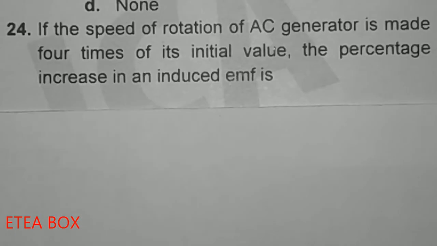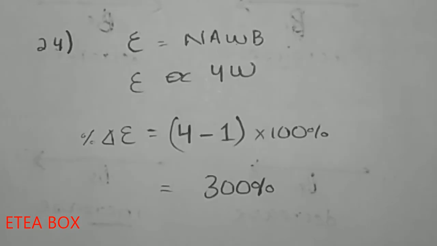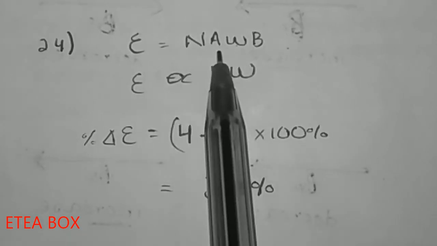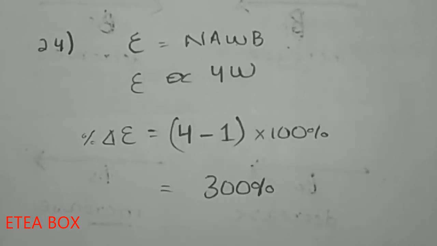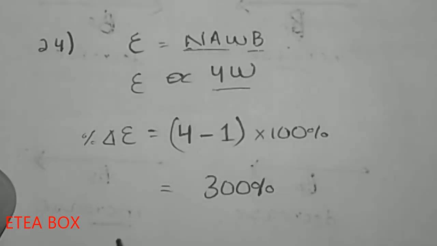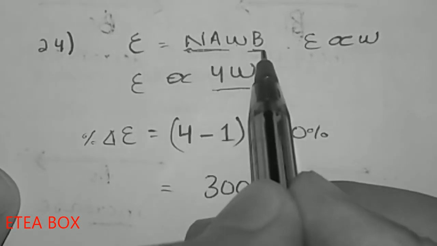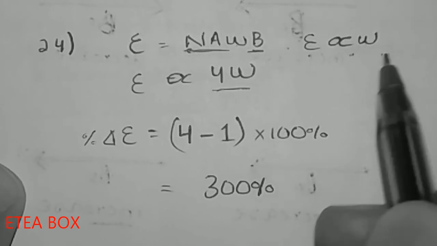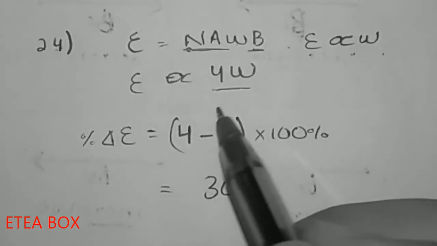If the speed of rotation of an AC generator is made 4 times its initial value, the percent increase in induced EMF is, now look here, EMF is equal to NABω. Where N is the number of turns, A is the area, ω is the angular speed, and B is the magnetic field. Now keeping these three things constant and increasing only the omega, the angular speed, 4 times, EMF will be directly proportional to omega. So when we increase the omega 4 times, what will be the percent change?